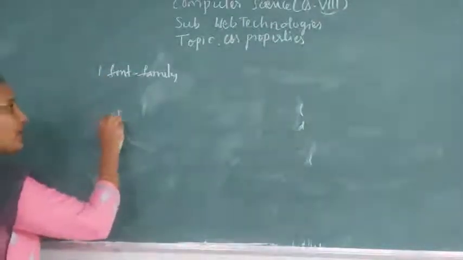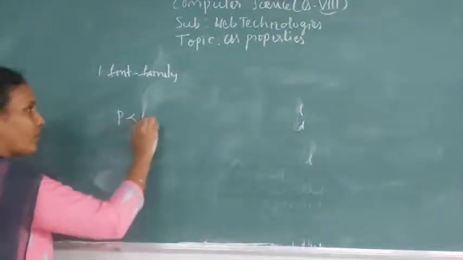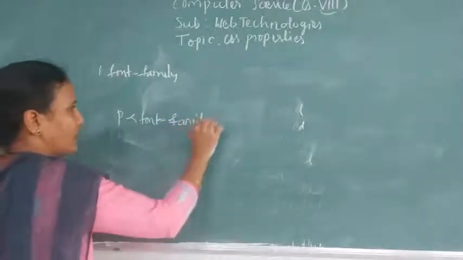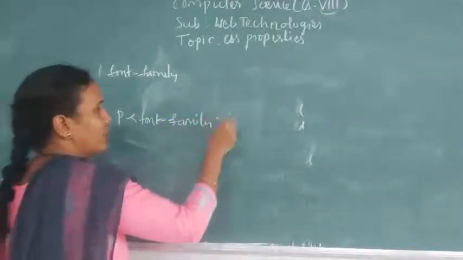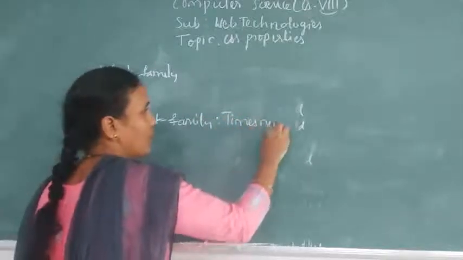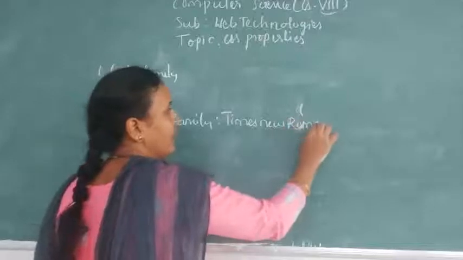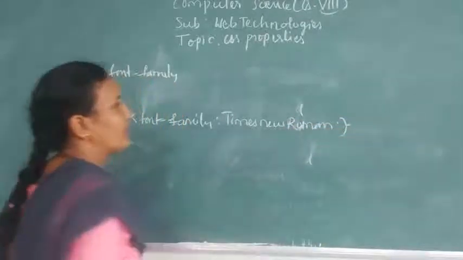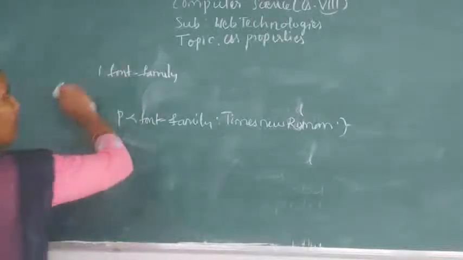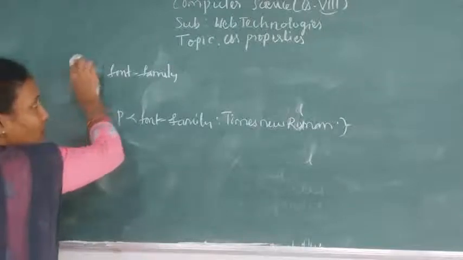So here I am giving a paragraph, font-family. For example, Times New Roman. This is one family. If you give this family name, whatever variations are there will be applied to your text. So this is about the font properties. Now I will write one example program using all these properties.